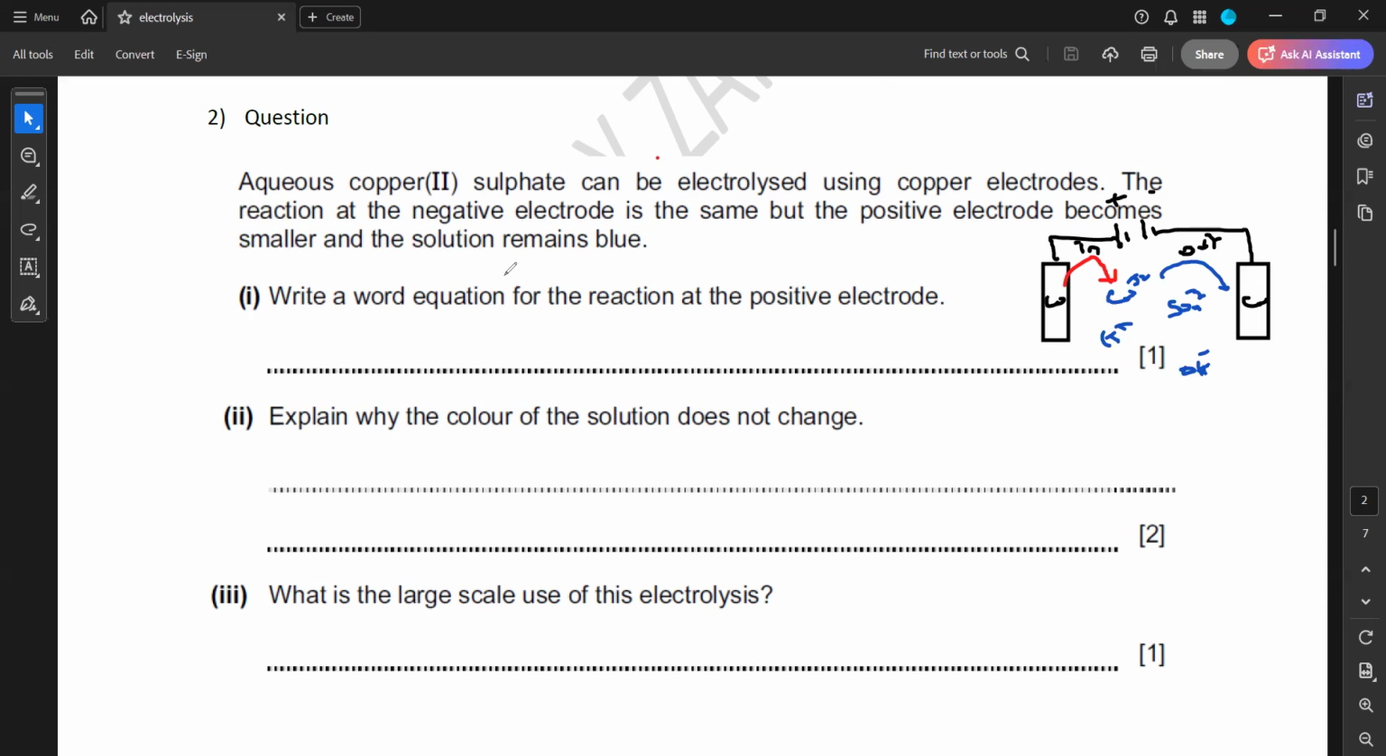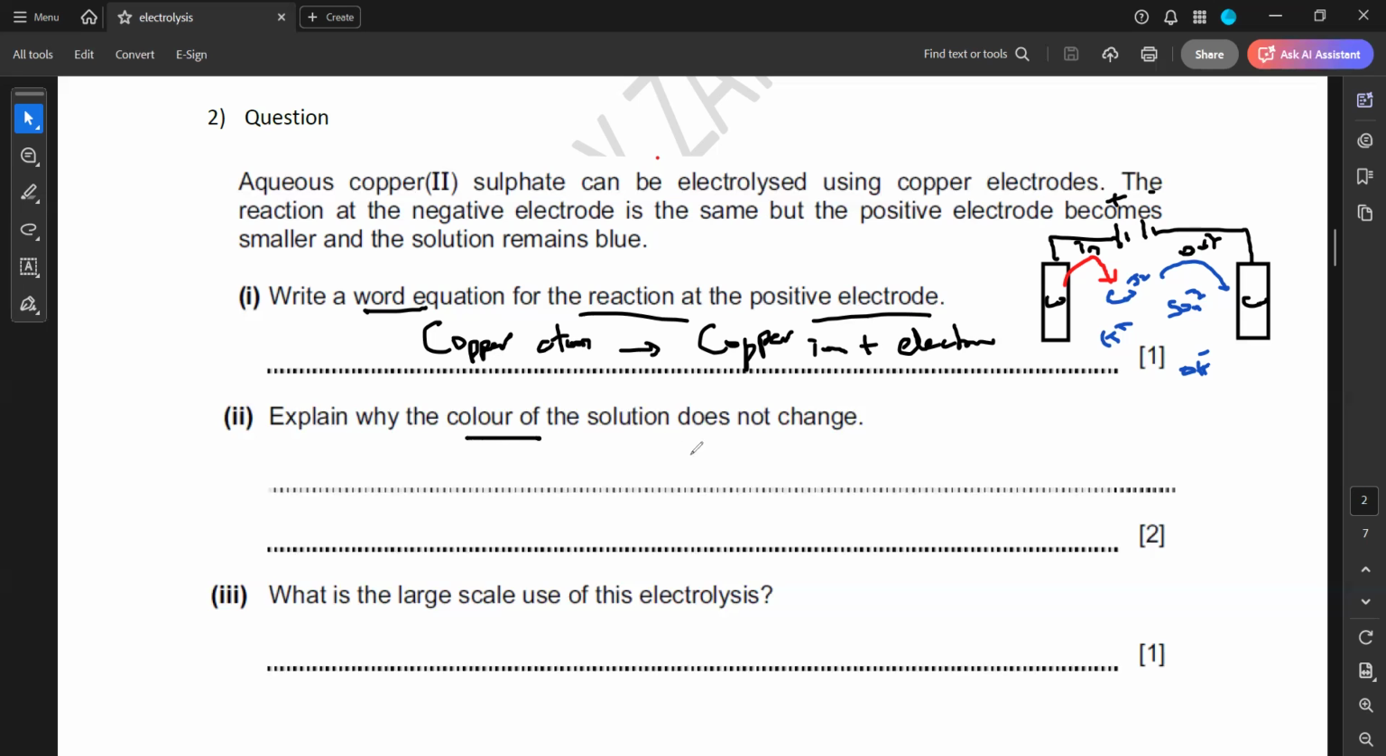Write a word equation for the reaction at the positive electrode. So at the positive electrode, what is happening? We have a copper atom turning into copper ion plus electrons, because the copper atom is turning into a copper ion and it's losing 2 electrons.